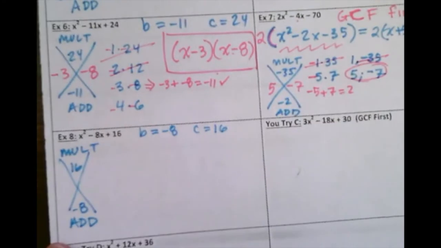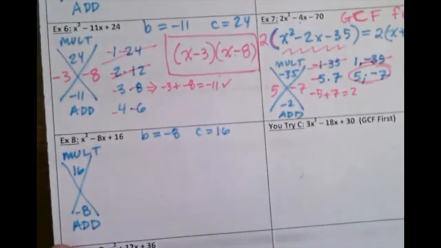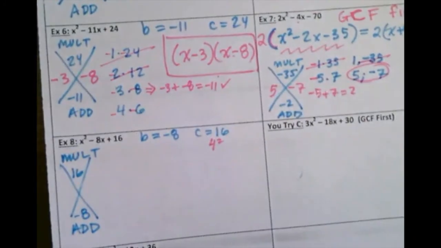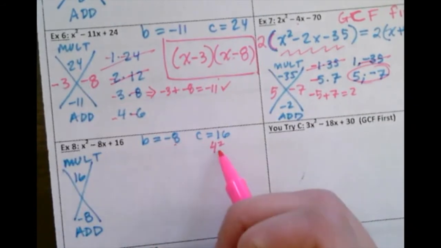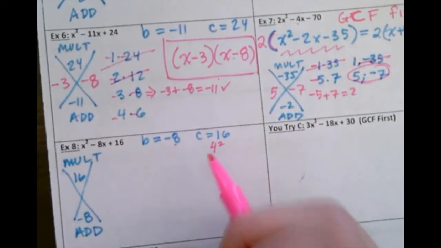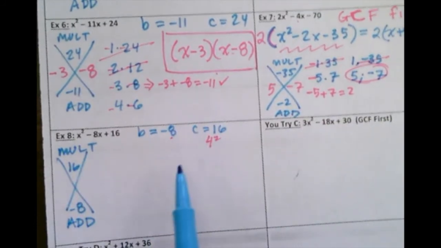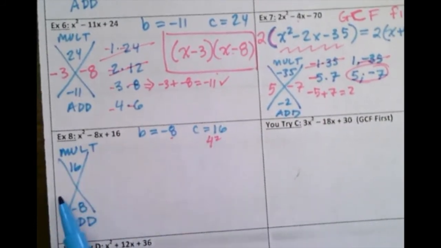What I noticed right away is that 16 is a perfect square. This is 4 squared. So that clues me in that this might be a perfect square trinomial, like that pattern on the front. And especially because 8 is 4 times 2, right? So that was part of the pattern, that the middle term was 2ab. So I'm thinking then that it's going to be 4 and 4 that work here.